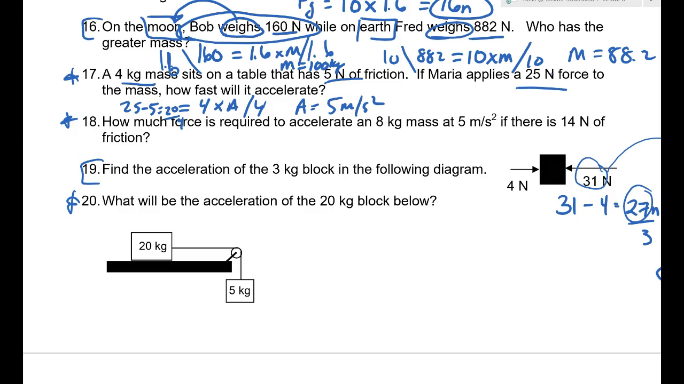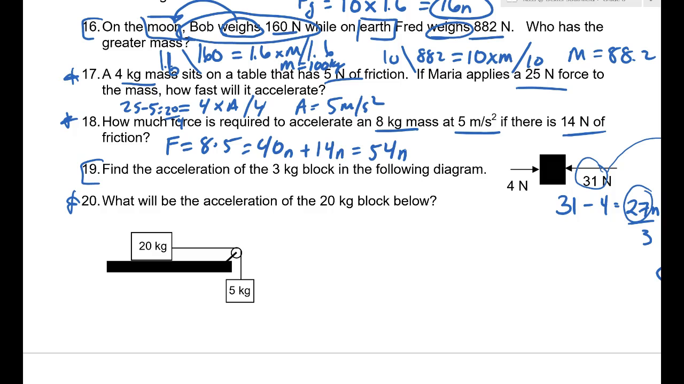Number 18, how much force is required to accelerate an 8 kilogram mass at 5 meters per second squared if there's 14 newtons of friction? Okay, so let's think about this. Let's just find the force to accelerate that mass regardless of friction. Force equals mass times acceleration. So it's going to take 40 newtons of force. But there's also 14 newtons of friction, so we need to also account for friction. So that's going to leave us with 54 newtons of force.